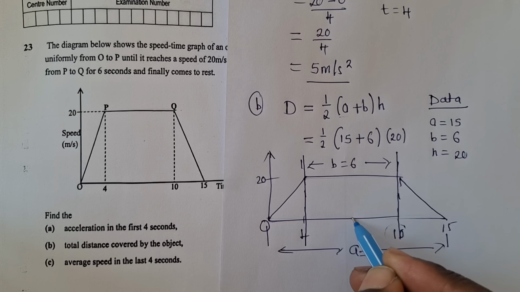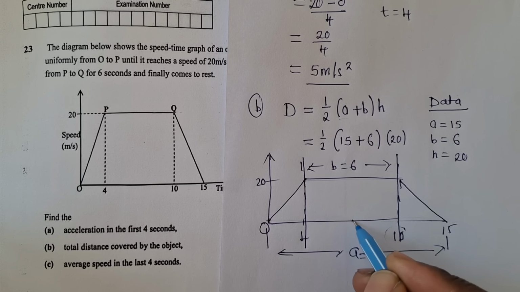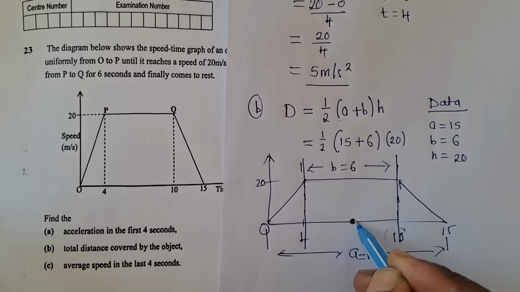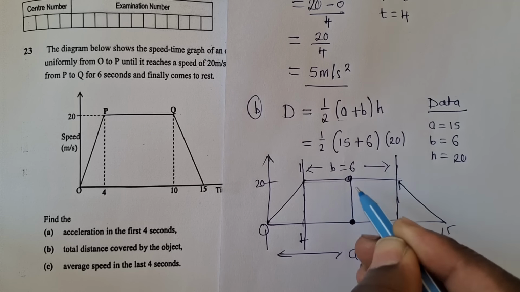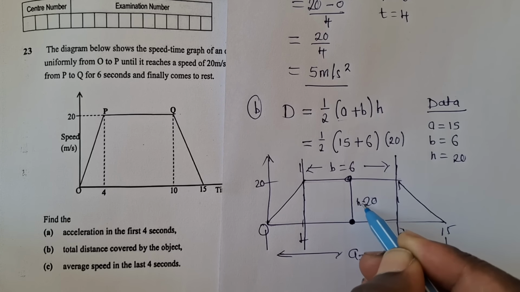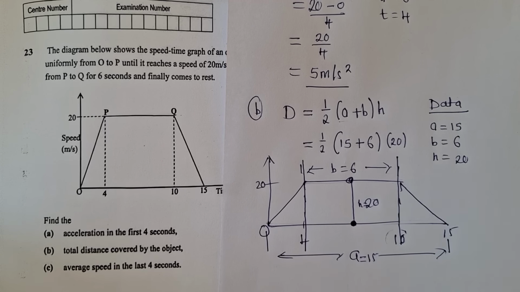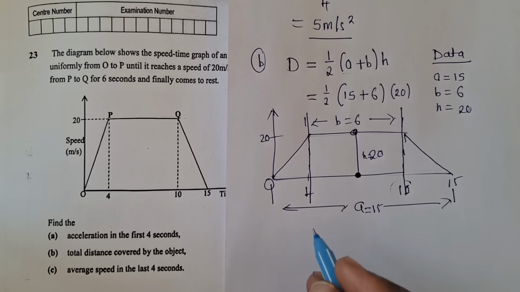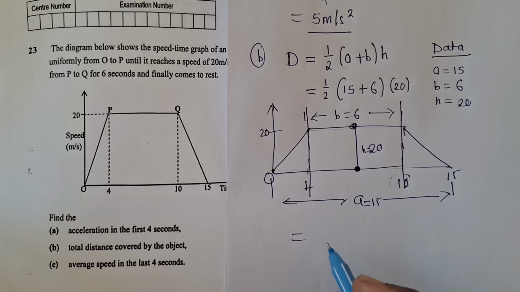And for the height, the same two parallel lines, the height from the bottom line to the top line, the height here from here to here is what? It's a 20. That's why I said my H is a 20. Okay. So once you gather that data, you can now proceed with the calculations.